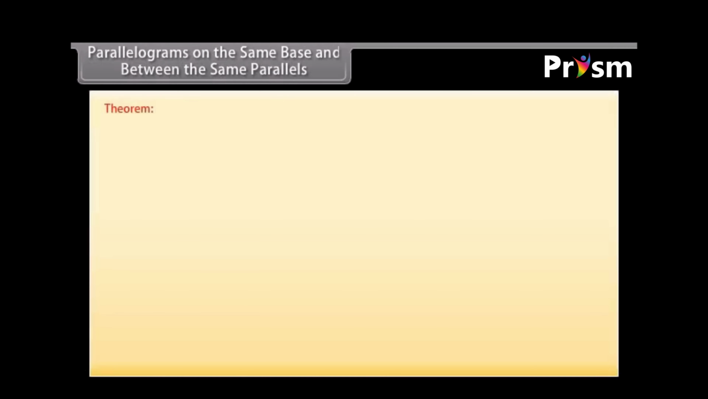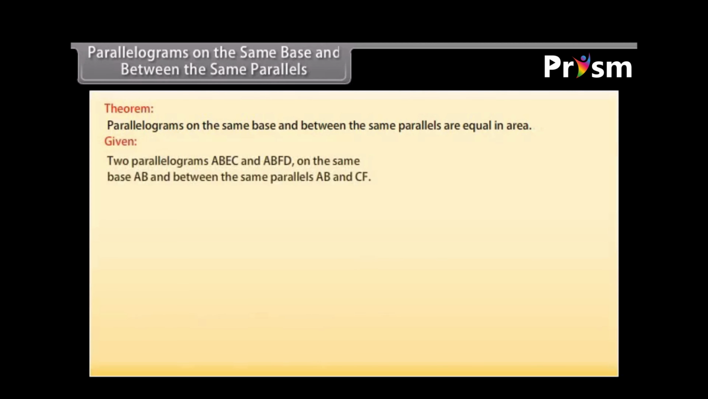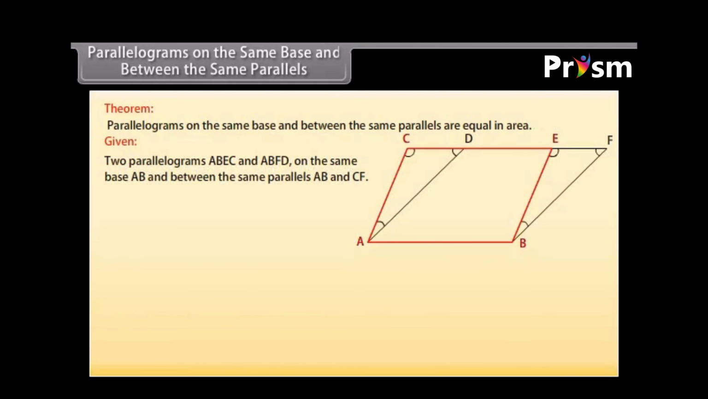Parallelograms on the same base and between the same parallels. Theorem. Parallelograms on the same base and between the same parallels are equal in area. Let us prove this theorem. Proof. 2 parallelograms ABEC and ABFD on the same base AB and between the same parallels AB and CF are given. We need to prove that area of ABEC is equal to area of ABFD.